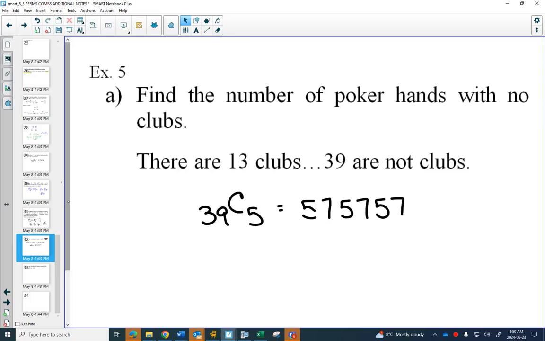Why do we have 39 choose 5? Because we're making a poker hand which has 5 cards. So we need to make a group of 5 from 39.